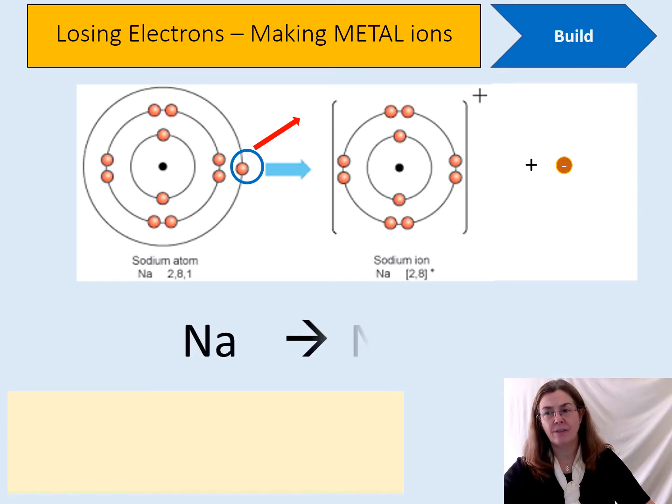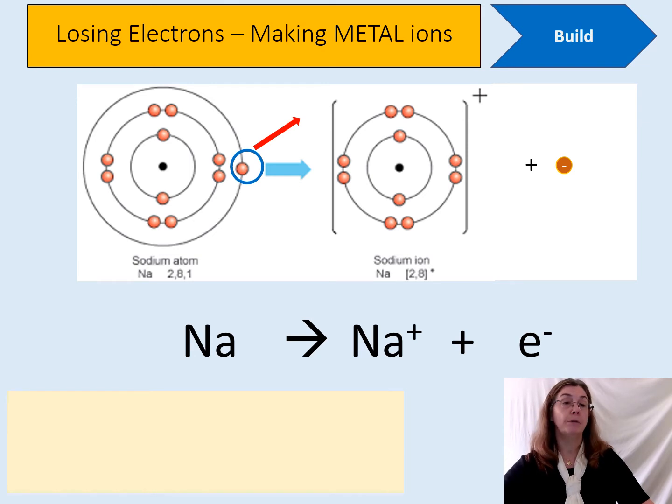But how do we write that? We're not going to keep drawing these diagrams all the time. Chemists like the shortcut, so we're going to use the symbol for sodium, Na. We're going to use the arrow that says it goes to or it forms. And it forms the sodium ion. So the superscript plus tells us it's a sodium ion, and then the plus sign, an electron. So you can see that the written line mirrors the diagram above. So we've got a sodium atom becoming a sodium ion and an electron.